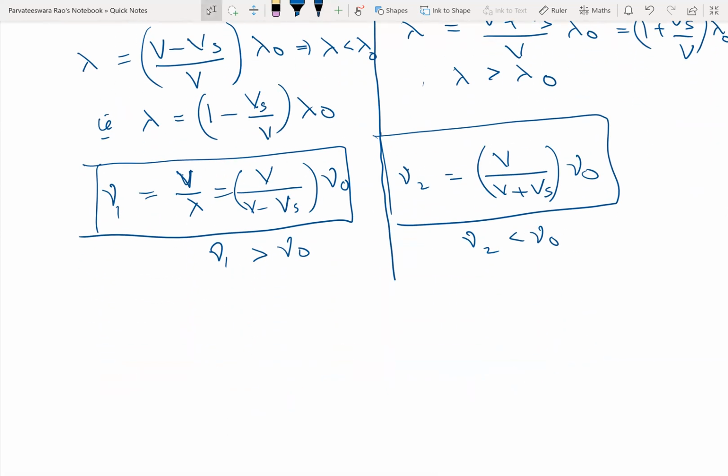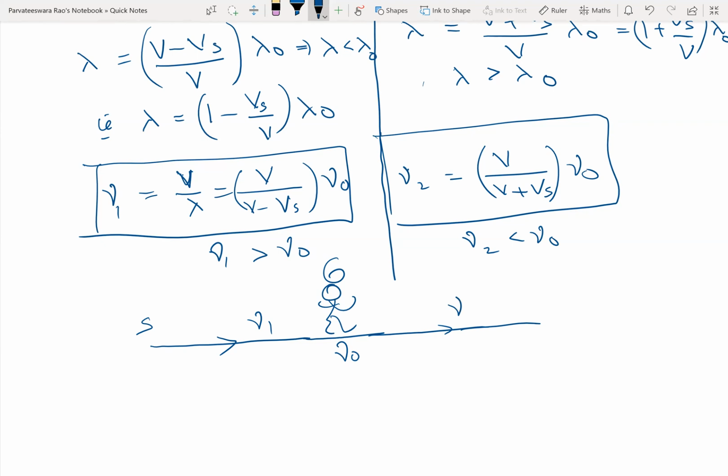Just like the earlier case, here is a source, the observer is at rest, and the source is crossing and moving away. So while approaching, the frequency is nu1, while crossing it is nu naught, maximum, while moving away it is nu2.